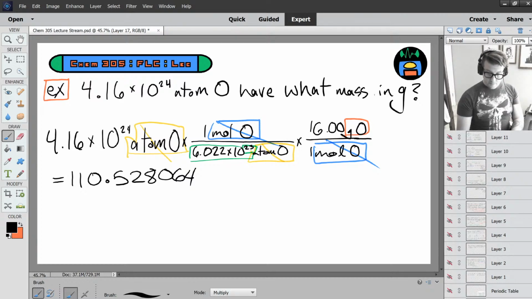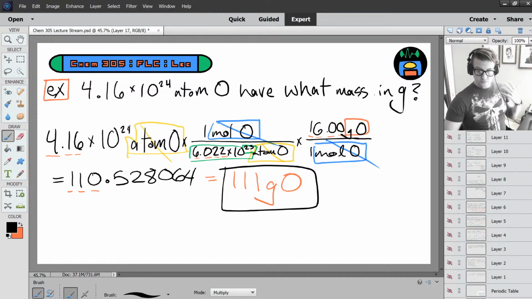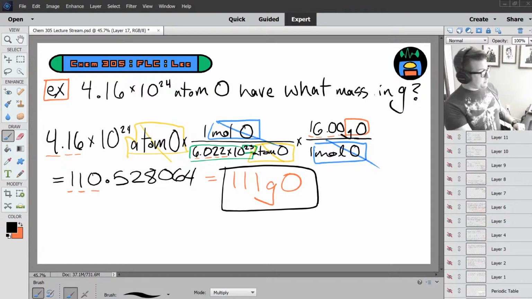All right, sig figs wise, I can only keep 3, right? Avogadro's number has 4, my atomic mass has 4, so I'm limited by my initial quantity of atoms. You count off your first 3, and that 5 will round up. So the answer is 111 grams of oxygen atoms. A sample with 4.16 times 10 to the 24th atoms of oxygen will have a mass of 111 grams.